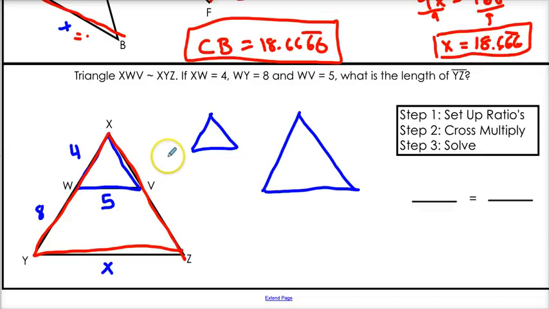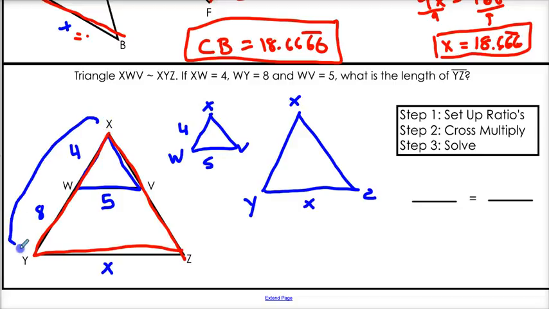The smaller triangle is WXV, and the bigger triangle is YXZ. I'm just using these letters here. Now the next part is you have to refill in what the lengths of everything are. So in this one, XW is 4, WV is 5. YZ is X, it's what we're looking for. And if you look over here, we want to find the length of XY, which is this whole length. So what's the length of this whole thing? Well, you guessed it. You have to add these two parts together, because if this is 4 and this is 8, we add them together to get 12, the whole length.